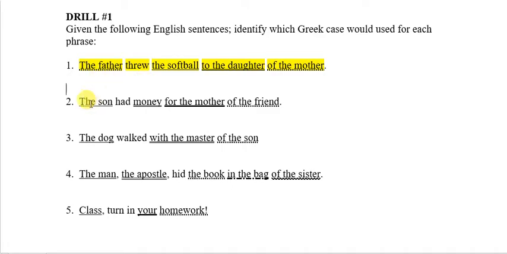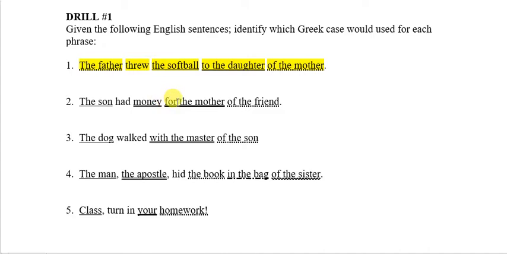All right, here we have the subject. The son had money for the mother of the friend. So here we have the son would be our subject. Our verb is had. Money is the direct object. So we need to say the son would be in the nominative case. The word money would be in the accusative case because it's the direct object.